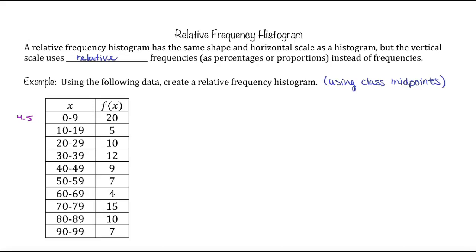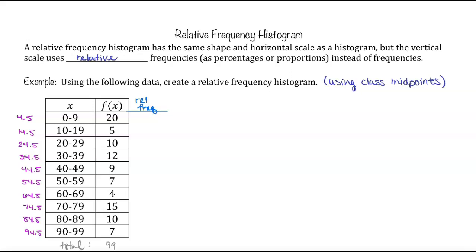Similarly, if we add 10 and 19, we get 29, and divided by 2, we have 14.5. Continuing in this way, we can find the class midpoint for each class. Now to find the relative frequency for each class, we need to take the frequency for each class and divide by the total frequencies. Adding up the frequencies for all classes, we have a total of 99. So we need to take each class frequency and divide by 99.